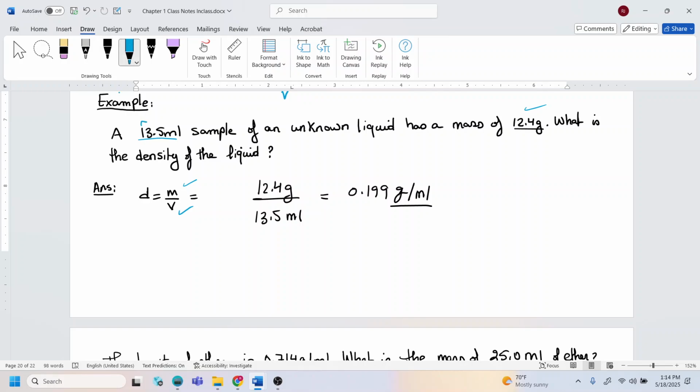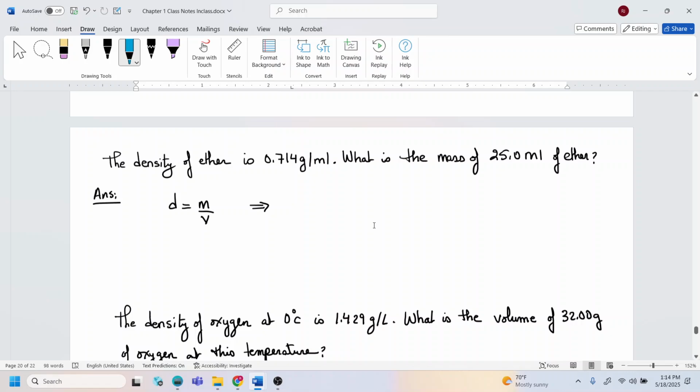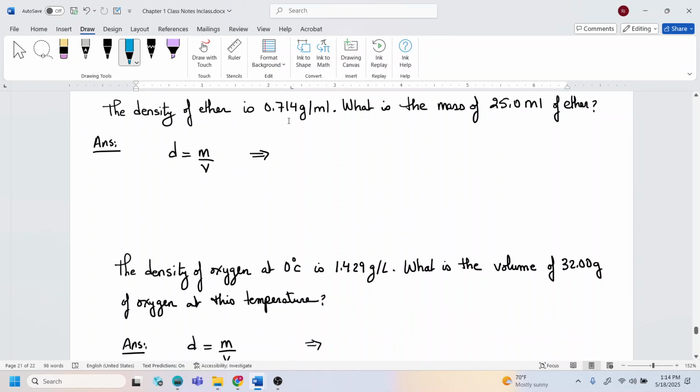Over here we have 3 significant figures, and this one is 3 significant figures, so our answer is going to be 3 significant figures. Remember the zeros before the decimal, we don't count those, okay? So your answer here is going to be 3 significant figures. The density of ether is that much.